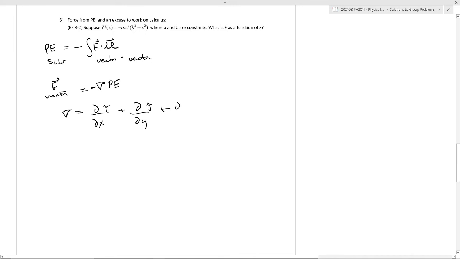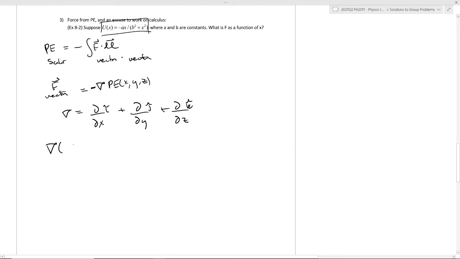So it looks like this: the partial with respect to x along i hat, the partial with respect to y along j hat, the partial with respect to z along k hat. You need to apply this operator to your potential energy function. You can think of this as in general a function of x, y, and z, and this will tell you the force. Conceptually, imagine the energy is like a surface, and where the surface is changing a lot along a direction, that means there is a force along that direction. So this question asks us to do this operation for this function, U of x equals negative a x over b squared plus x squared. And so let's do that.